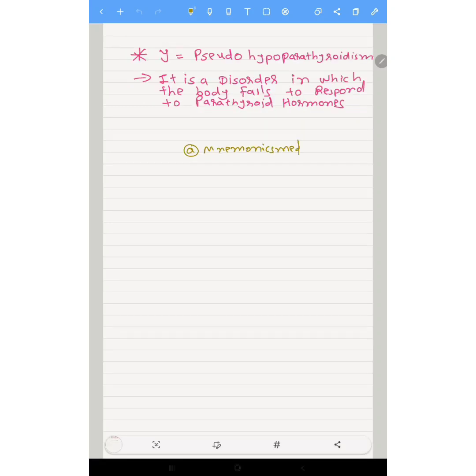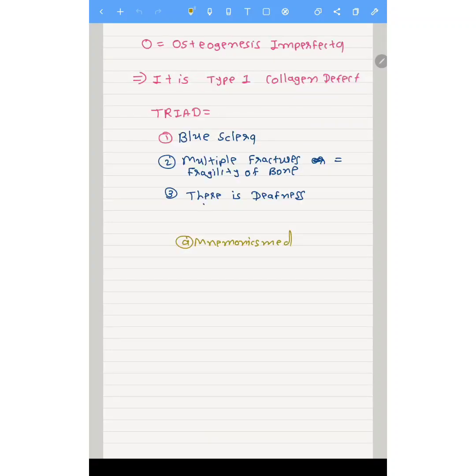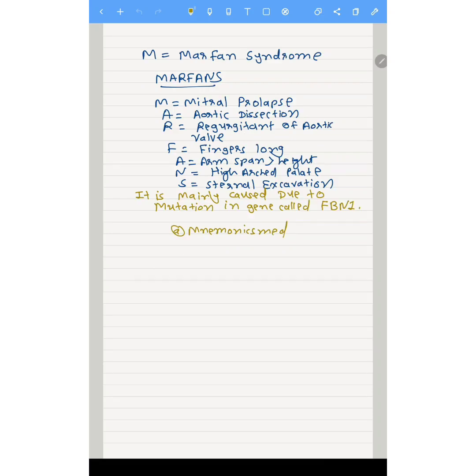Y for pseudohypoparathyroidism. It is a disorder in which the body fails to respond to parathyroid hormone. Dystrophia myotonica causes progressive muscle wasting. Osteogenesis imperfecta is a type 1 collagen defect. The main triad is blue sclera, multiple fractures or fragility of bone, and deafness is also seen. You have to remember this triad: blue sclera, multiple fractures or fragility of bone, and deafness.